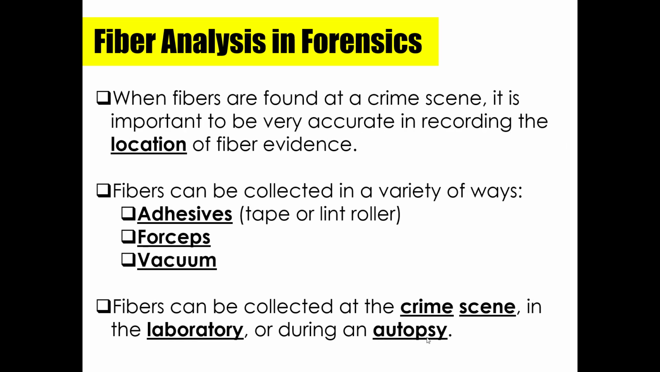evidence. When fibers are found at a crime scene, it's important to be very accurate in recording the location of the fiber evidence. And there are different ways that investigators can collect fiber evidence. So some of those ways might be adhesives or forceps, which are similar to tweezers. Even vacuums. So investigators can vacuum a large area in hopes that they collect fibers that they can use to analyze. Fibers can be collected at crime scenes, but they also can be collected in the laboratory and even during an autopsy.